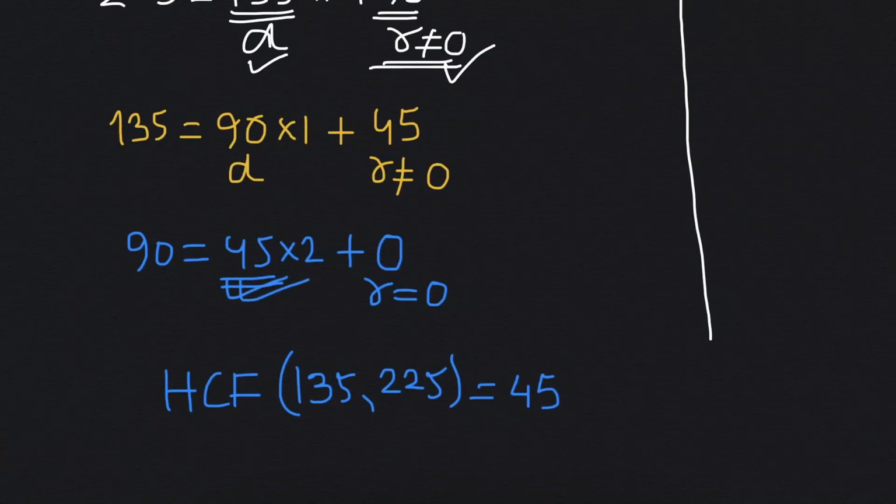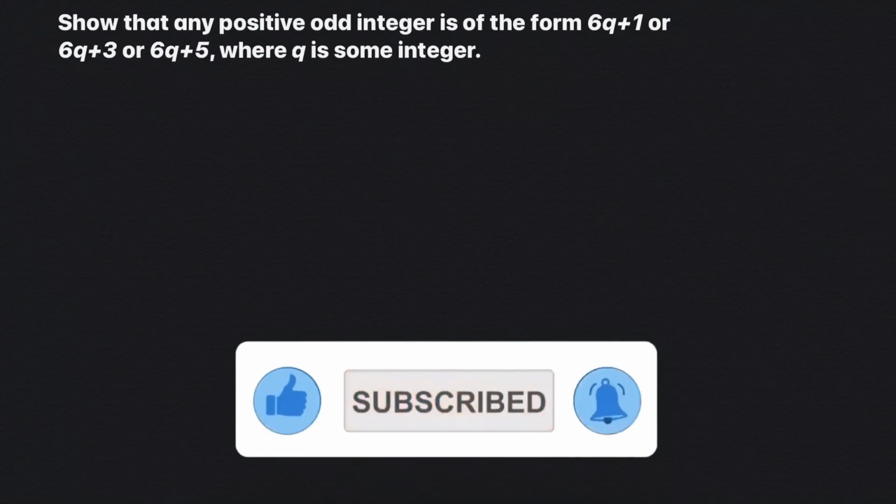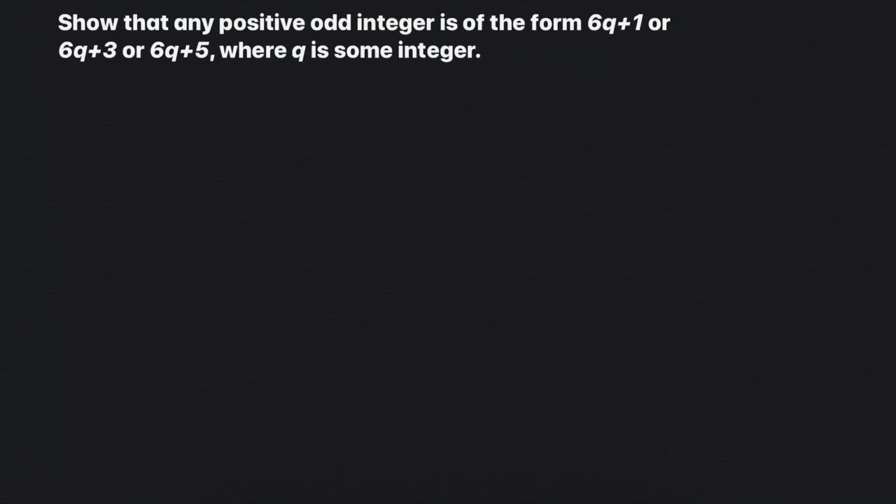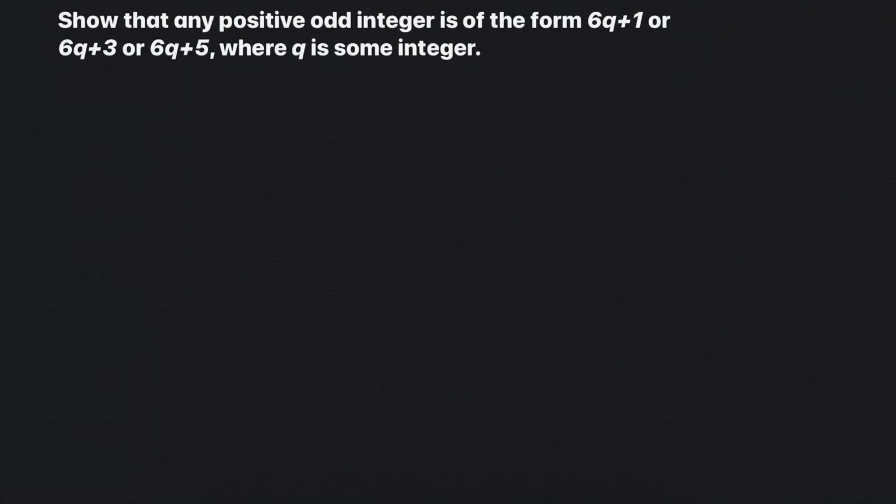Okay, because this is the D. Okay, so let's take this question. Show that any positive odd integer is of the form 6q plus 1 or 6q plus 3 or 6q plus 5, where q is some integer. There are many other ways to prove this kind of statement, but here we will use Euclid's division algorithm to prove this.